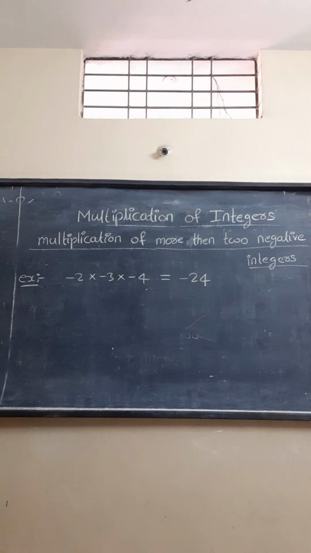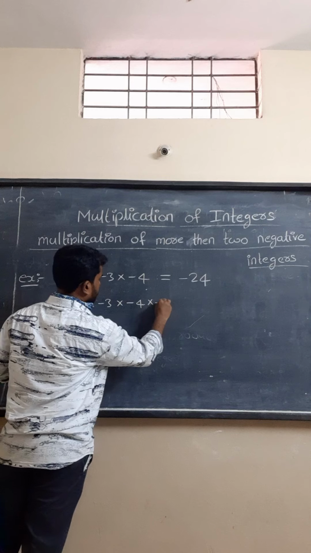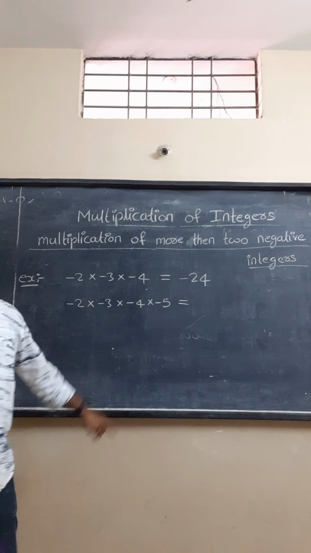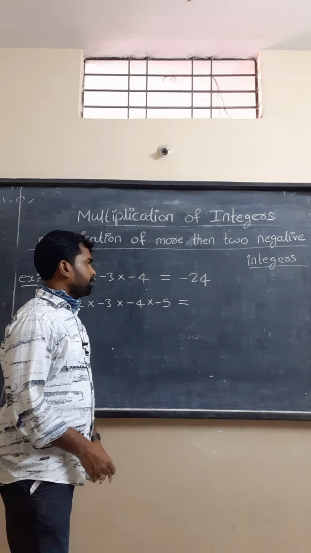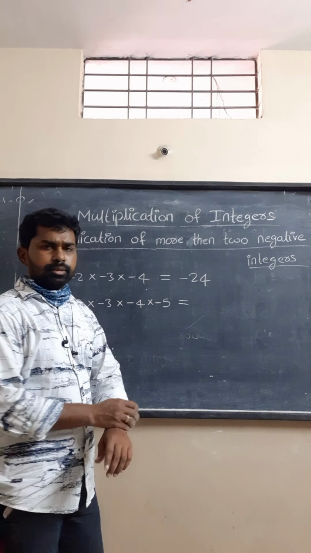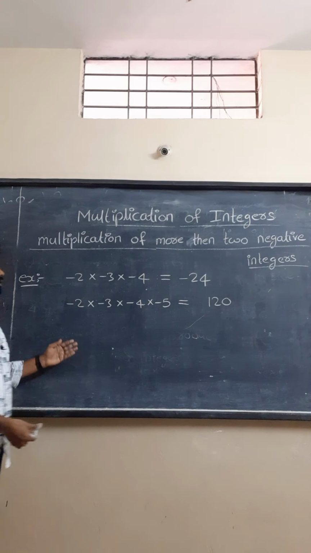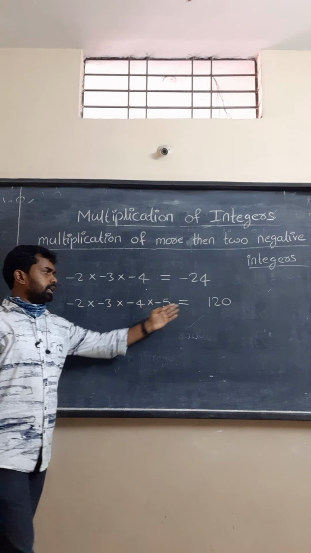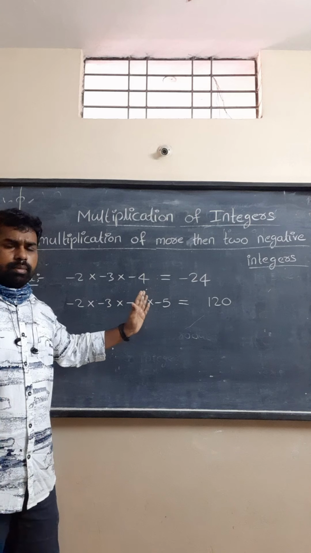I am taking one more example: -2 into -3 into -4 into -5. Now you see, 2 into 3 is 6, 6 into 4 is 24, and 24 into 5 is 120. Right? Now see the signs. Minus into minus is plus, plus into minus is minus, minus into minus again becomes plus.